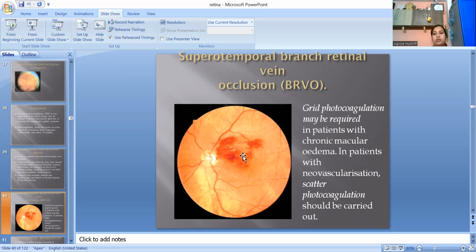Grid photocoagulation may be required in patients with chronic macular edema. An anti-VEGF injection can also be given if a BRVO is associated with macular edema. In patients with neovascularization, scatter photocoagulation should be carried out.